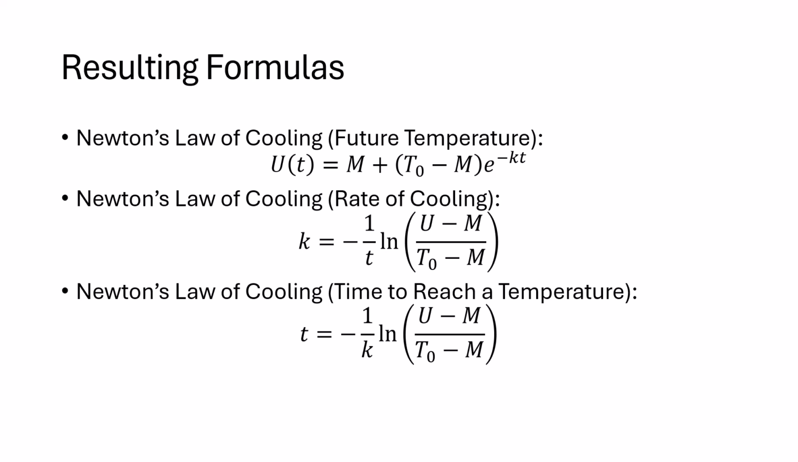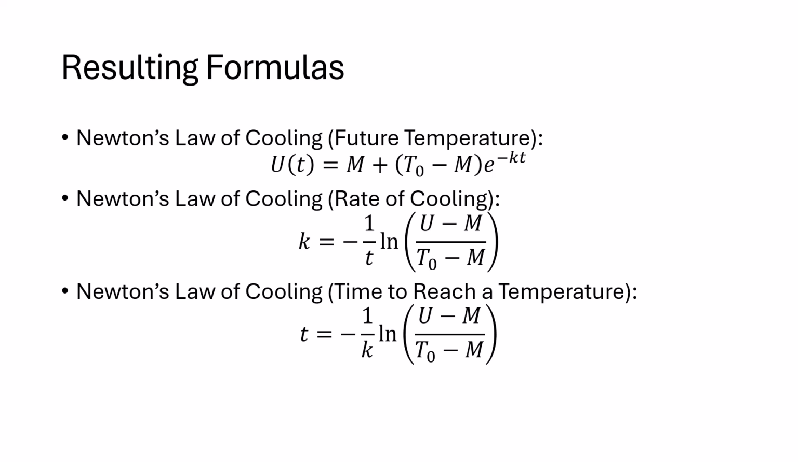Now, U minus M divided by T naught minus M will be between 0 and 1 because T naught is the initial temperature and temperature is decreasing. So capital U, representing the temperature at some future time that we happen to know, will be less than T naught. And the natural log of numbers between 0 and 1 are negative. So a negative times a negative will be positive.